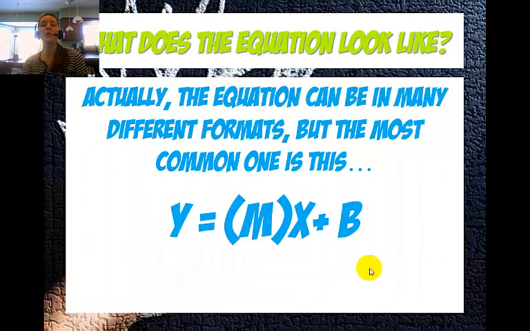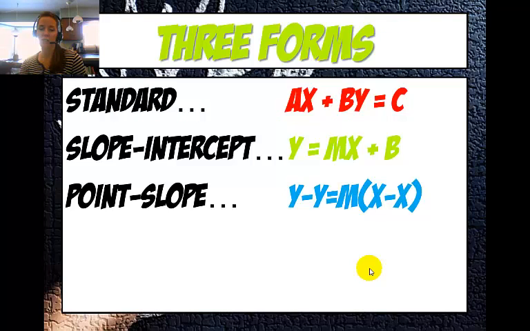Okay, so what does the equation look like? You know, these equations are supposed to help us. Well, the equations can be in many different formats, but the most common one is this. Okay, we've got three that we're going to talk about today. Our three forms are, number one, standard form. In standard form, you just have some number of x's plus some number of y's equals a plain number. Slope-intercept form, you have y equaling some number of x's plus a plain number this way, okay? And that's called your slope and your intercept, hence the name.